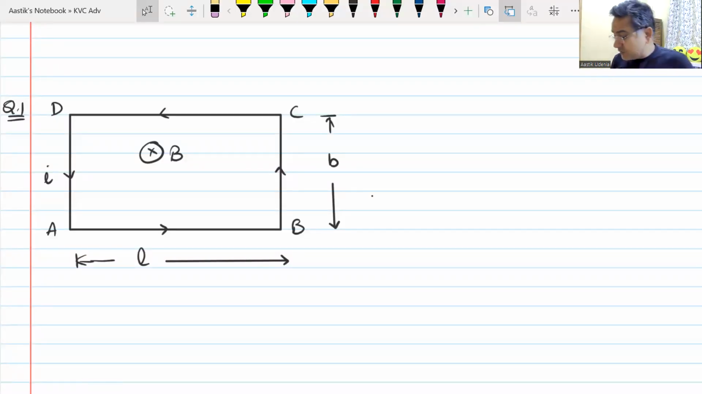What is the magnetic force? Now, if I talk about the forces on individual wires, if I call the force on this wire, what will be the force? What will be the force on the wire AB? IAB, sir.